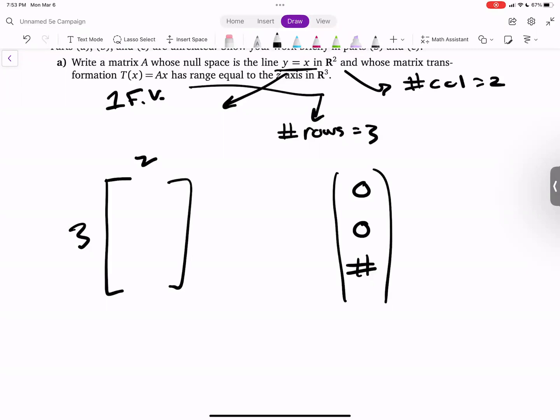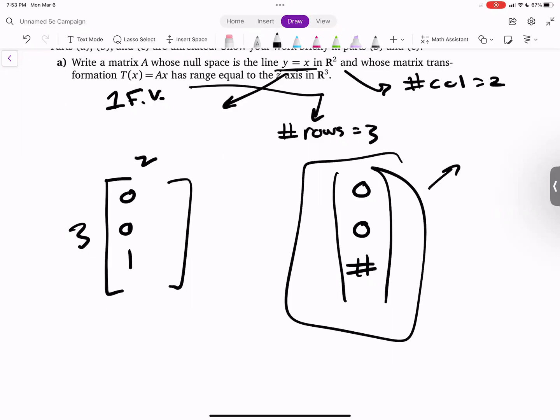Someone give me an example of this vector for a first column, because we can pick a first column and then build the rest of the matrix from the null space. 0, 0, number. 0, 0, 1. There we go. Totally fine, because we wanted to satisfy this, since we want it to be the z-axis.